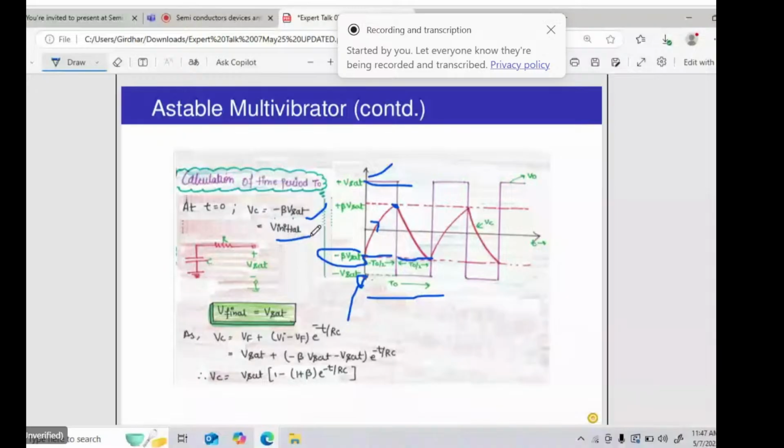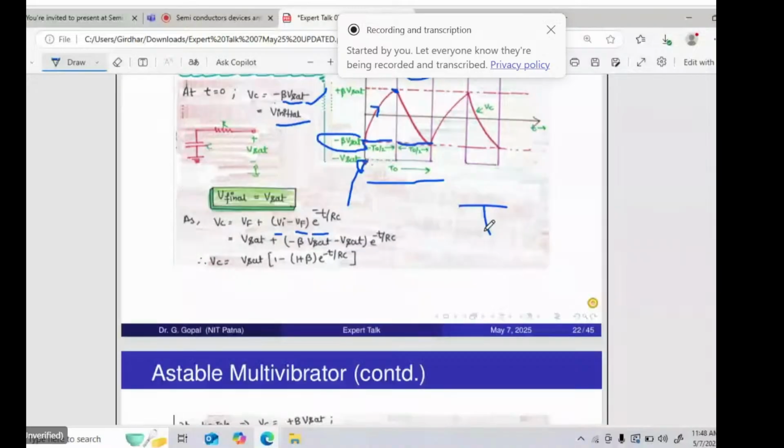Now what is the final value here? Finally it is V set only. V final is plus V set only. Now, as per the transient analysis, the voltage across the capacitor is the initial value minus the final value, multiplied by e to the power minus t divided by the time constant. The time constant for charging and discharging is RC only, because the capacitor charges and discharges through this path only.